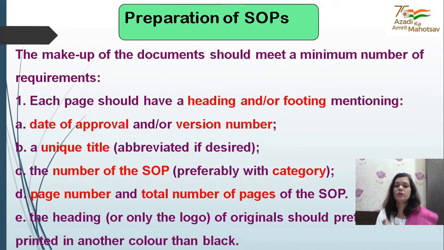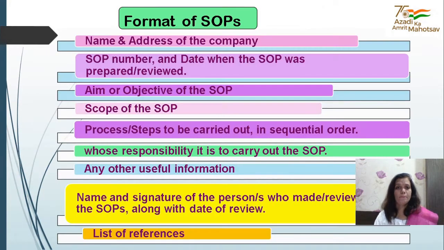A title should be unique. Even if the SOP is revised, the revision number or version number should be mentioned. The number of the SOP should preferably be category wise. Page number, total number of pages, and logo should be included, and it should be printed in a color other than black.